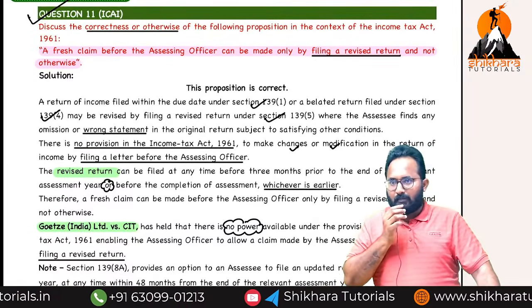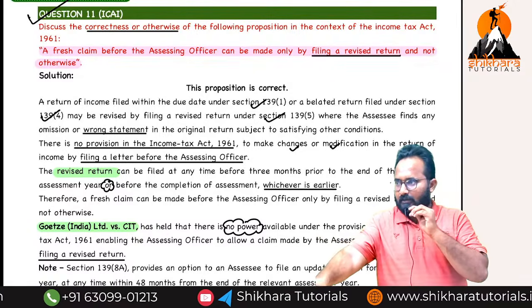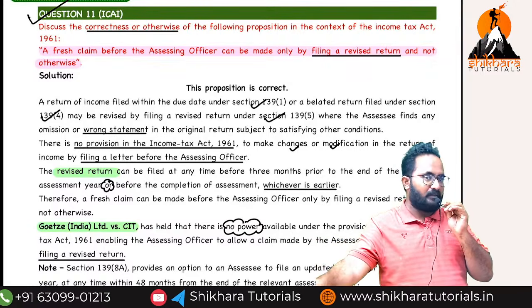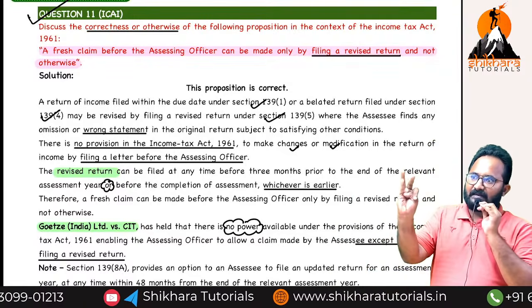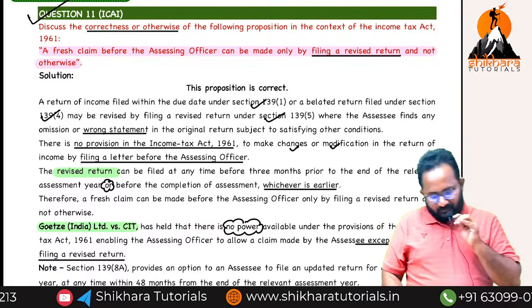Correct. But the AO has only limited powers with respect to your return. If you revise that return, he can do the assessment only on the revised return. The revised return means you have to file it on the website. Letters, statements or any revised computation cannot be considered as a revised return.